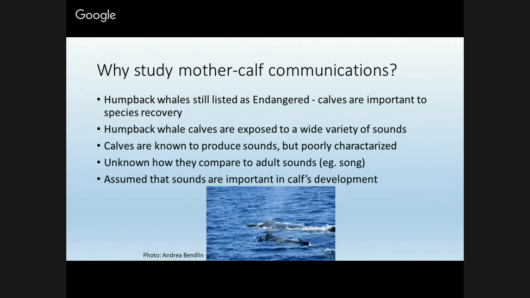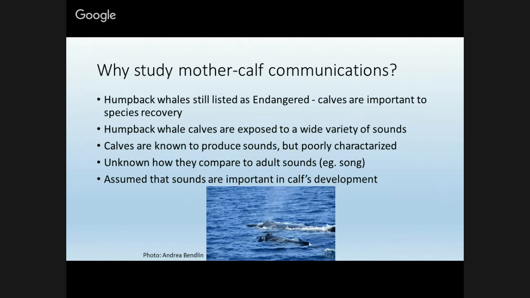Okay, so why am I focused on mother-calf communications? Well, humpback whales are still listed as endangered species under the Endangered Species Act. And so calves are very important because they're the ones that will grow the population. We know that humpback whale calves are exposed to a variety of sounds, both natural and anthropogenic or man-made. These can include sounds from, for example, for humpback whales, the males that sing during winter, the mothers that may be making sounds to communicate with them. It could include things like oil exploration and sonar out in the waters where humans are.